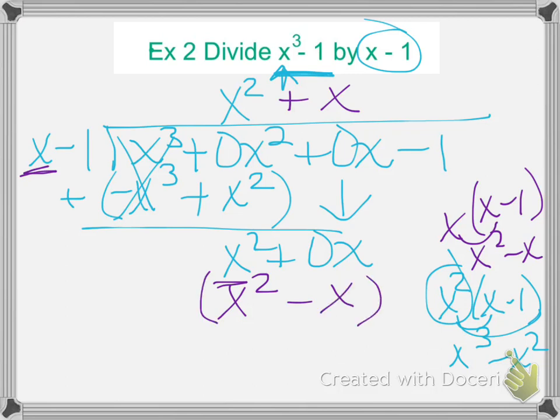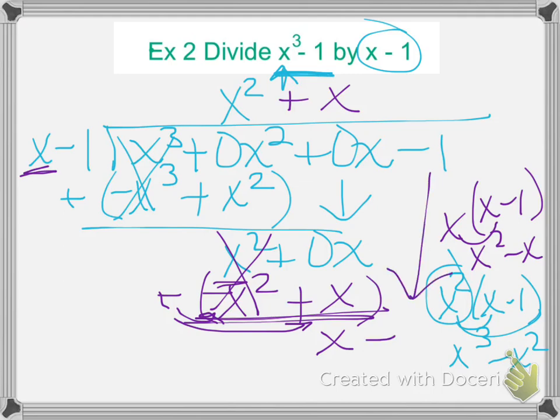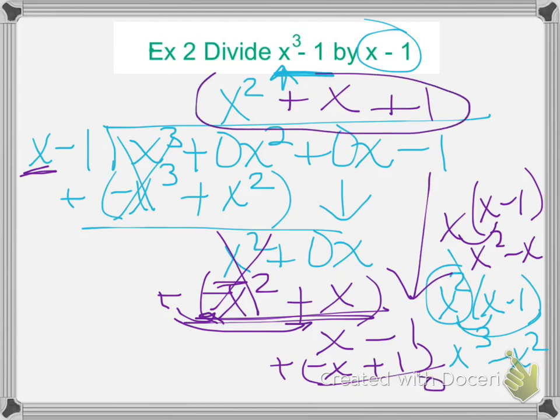But remember, I have to subtract the whole thing. So I have to distribute that negative through, which gives me a negative x squared and a positive x. So this goes away. This gives me x. I bring down the minus 1. And x minus 1, x times 1. When I multiply this by 1, I get x minus 1. And I subtract it, change the signs, and I get a remainder of 0. So right here is my answer, x squared plus x plus 1.